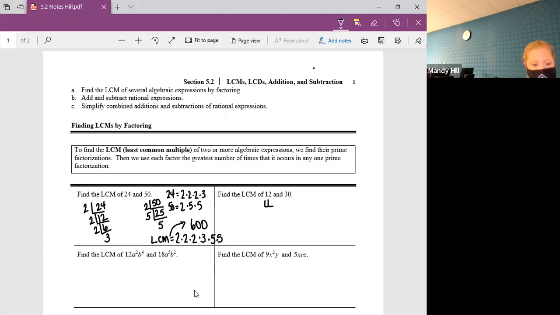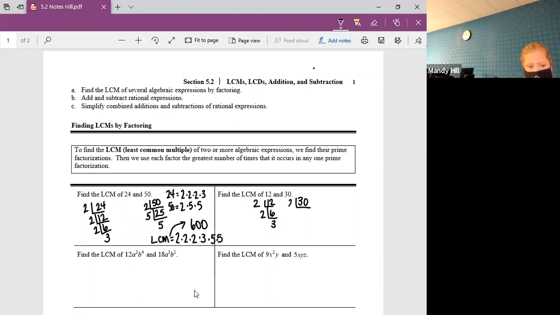So we look at 12. What's the least common multiple of 12 and 30? So always start with 2 if you can. If you cannot start with 2, go to the next prime number, which is 3. But 2 will go into 12 6 times. 6 is not prime, so I keep going. 2 will go into 6 3 times. And 3 is prime, so I can stop there.